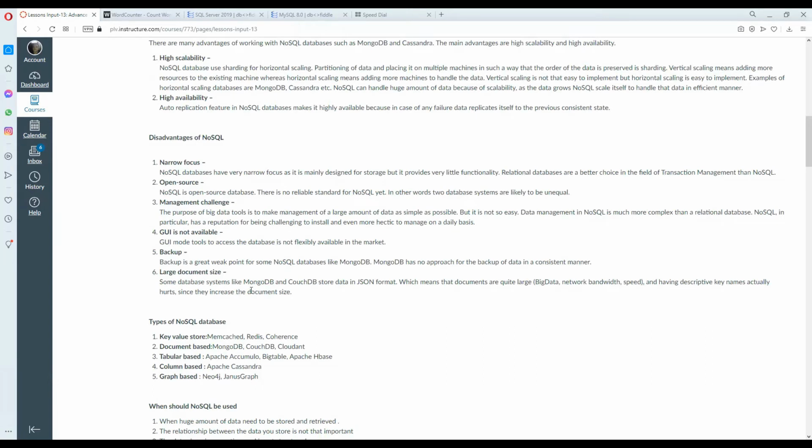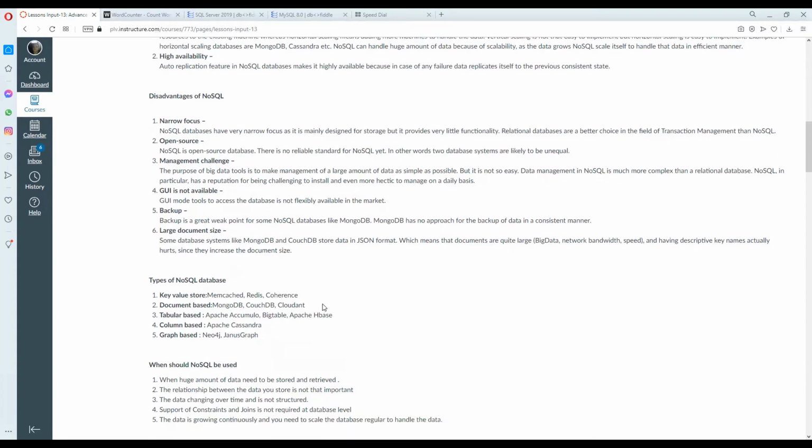Next, GUI is not available. GUI mode tools to access the database are not flexibly available in the market. Fifth, backup. It is a great weak point for some NoSQL databases; for example, MongoDB has no approach for the backup of data in a consistent manner.